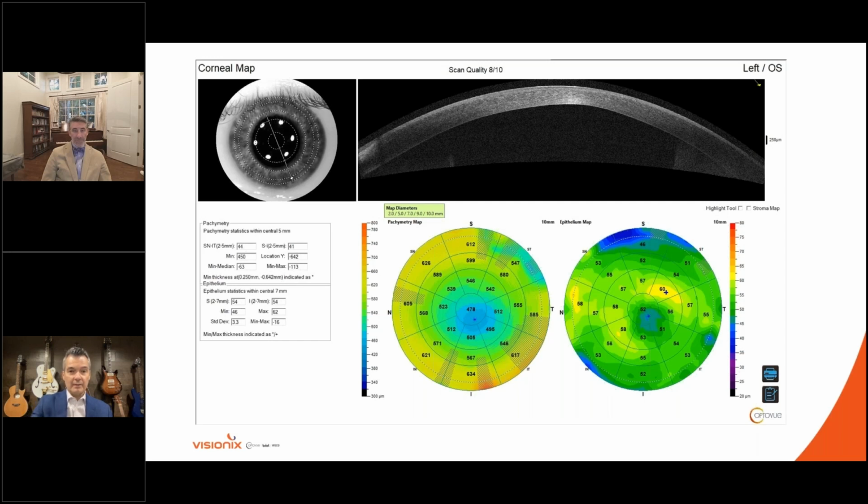Jeff, one of the things too, and I love that you point that out, because it does give you the baseline, and it also gives you what that future will look like in that individual and whether or not we're seeing change. It also denotes, and you can see it right here on the total corneal thickness.